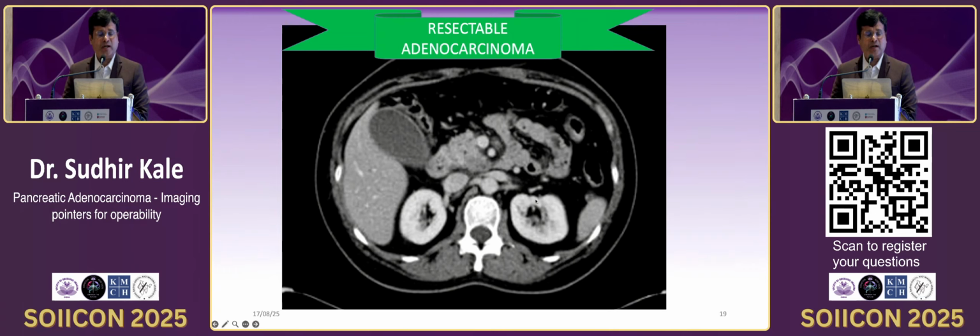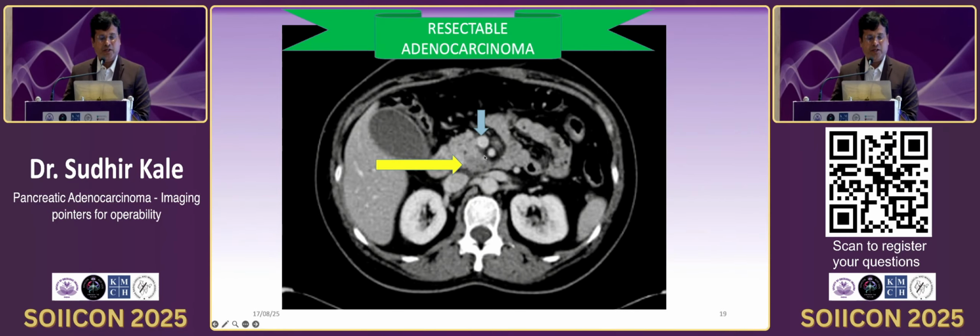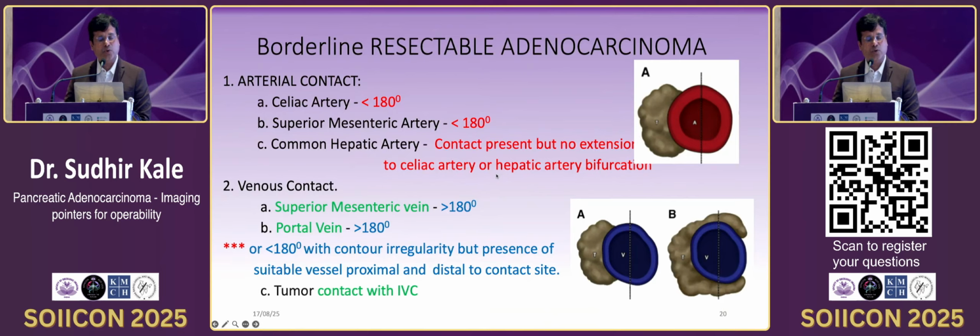So now what are we seeing here? We are seeing a lesion here. And what is this structure here? SMV. What is this structure here? SMA. So is the fat plane between the lesion and the vessels maintained? So do you call it resectable or borderline resectable? Resectable. Good. Perfect. So this is how we are going to look into it.